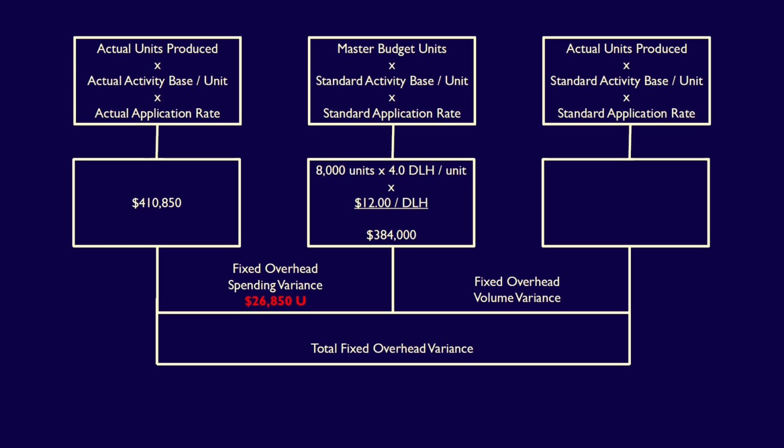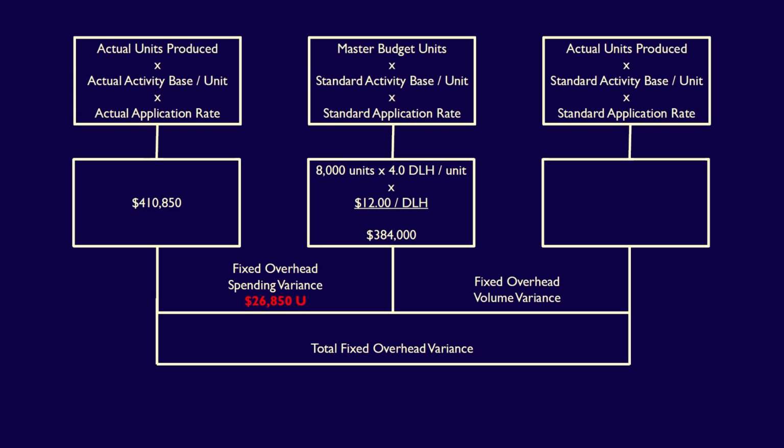Remember, the fixed overhead should not change with the level of activity, so the difference between the actual fixed overhead and the budgeted fixed overhead isn't due to the difference in the actual production, 8,300 units, and the budgeted production of 8,000 units.